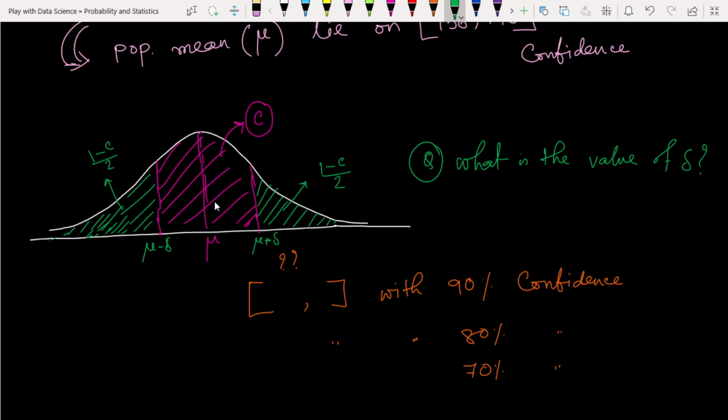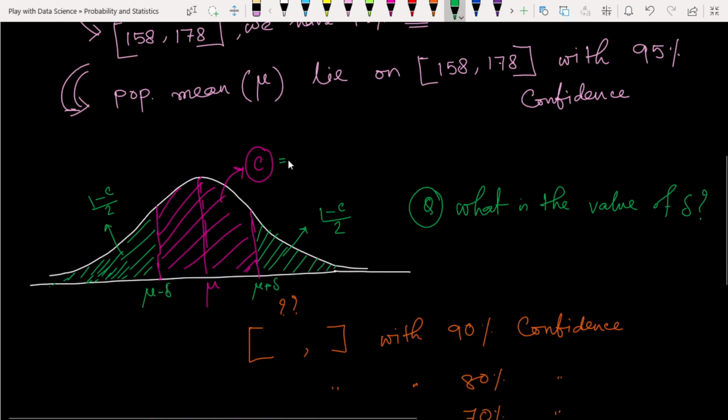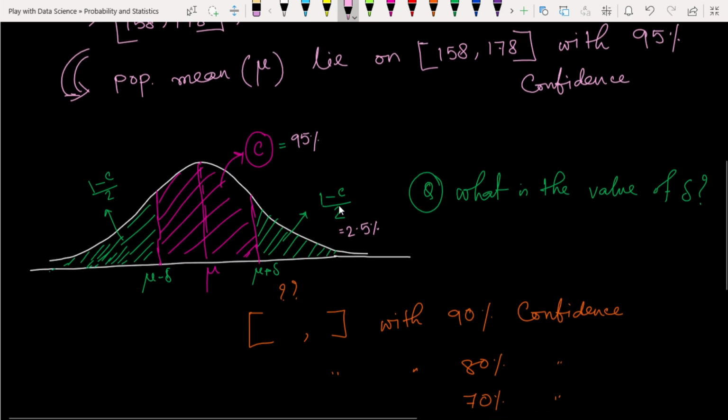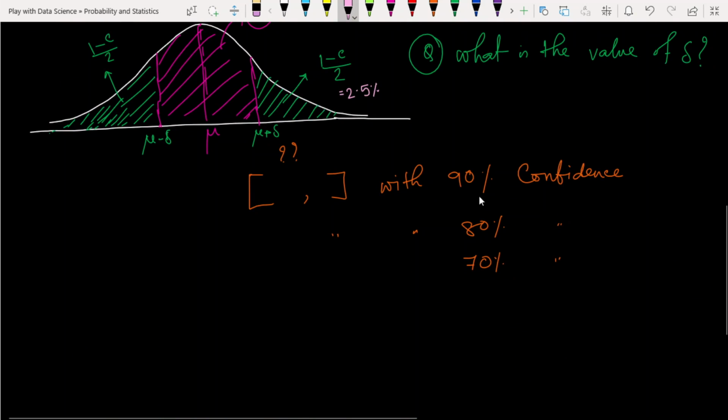So for this rule, here we know if C is equal to 95%, then the tail area will be 1 minus 95%, which means 2.5%. From this formula we can find that, but for 95, for 99, 80, for 70, how will we find it? Let's see.